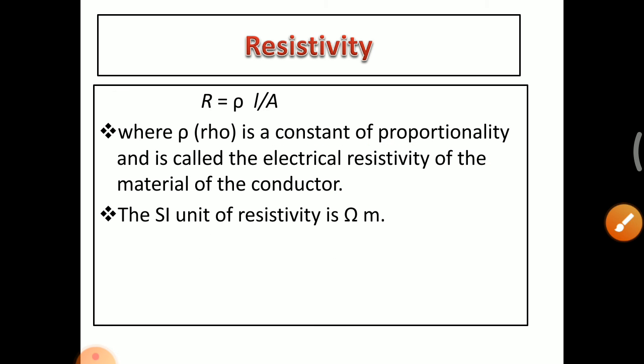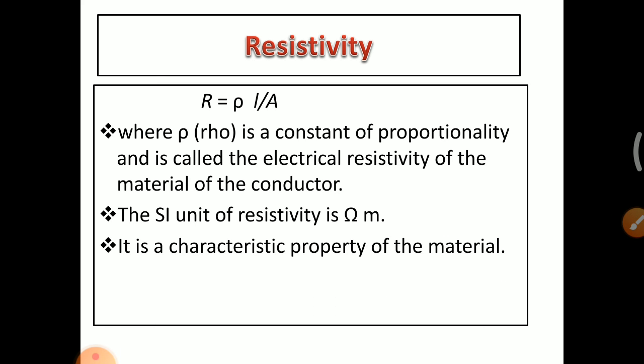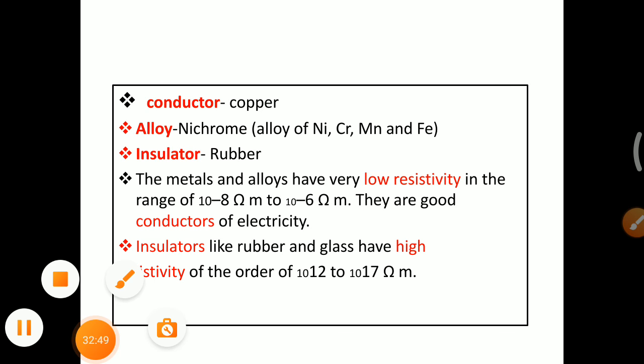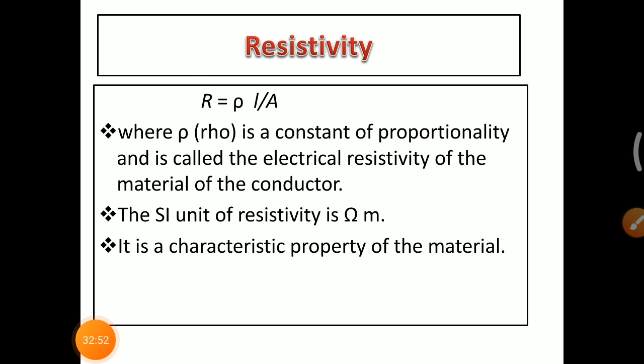The SI unit of resistivity is ohm meter. It is a characteristic property of the material. Just as resistance is a property of a material, resistivity is also a property of a material. So I hope you understood what is meant by resistivity.